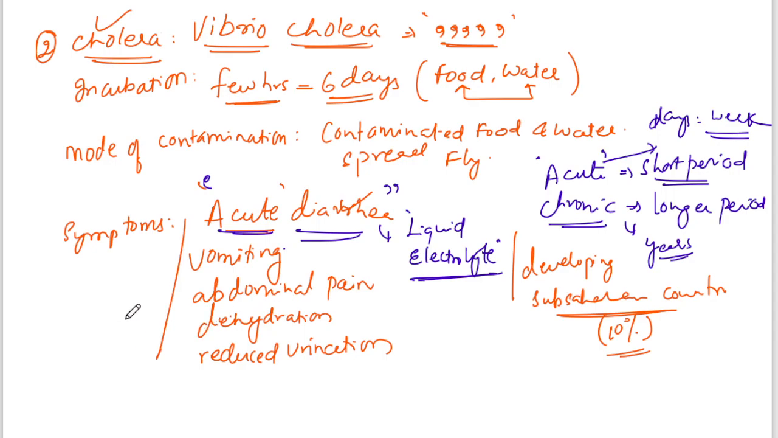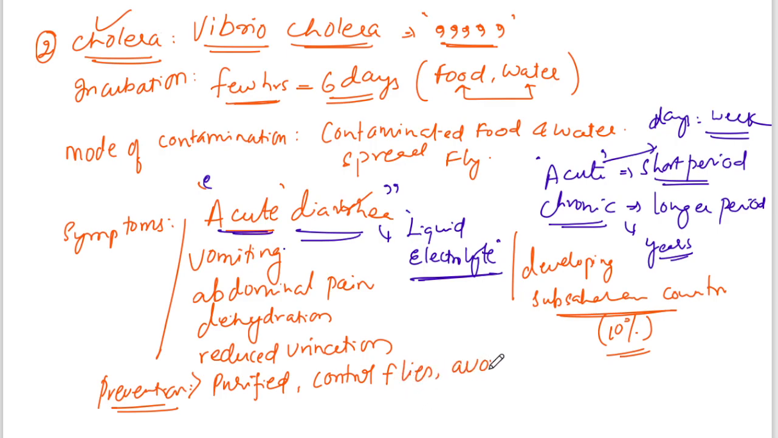Now, how can we prevent this? What is the prevention? We need to use purified water. We can control the flies, avoid exposed food, and take a few antibiotics. Anti-cholera antibiotics are there, and we need to take them. These are the preventive measures.